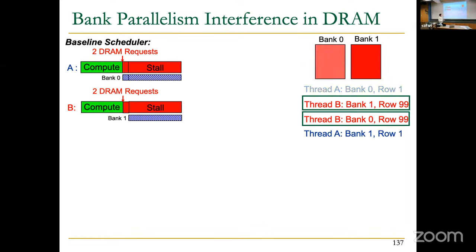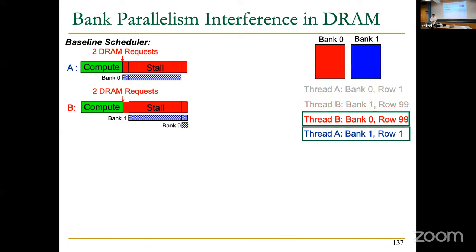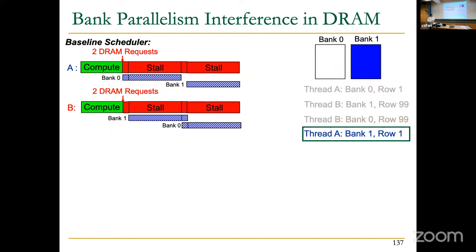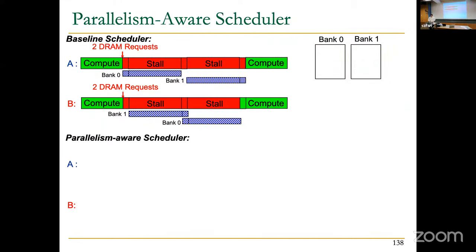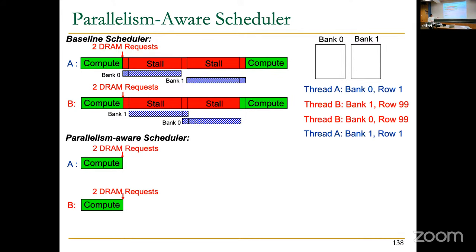And what happens then is we go to the next request of thread B to bank 0. We schedule that to bank 0. And we schedule thread A's request to bank 1. The total stall time here, as you can see, is almost two bank access latencies. But was there a better scheduling order? Yes. If we have a parallelism aware schedule, if we have a scheduler that knows about thread IDs or which request is coming from which thread, it could schedule them like this.